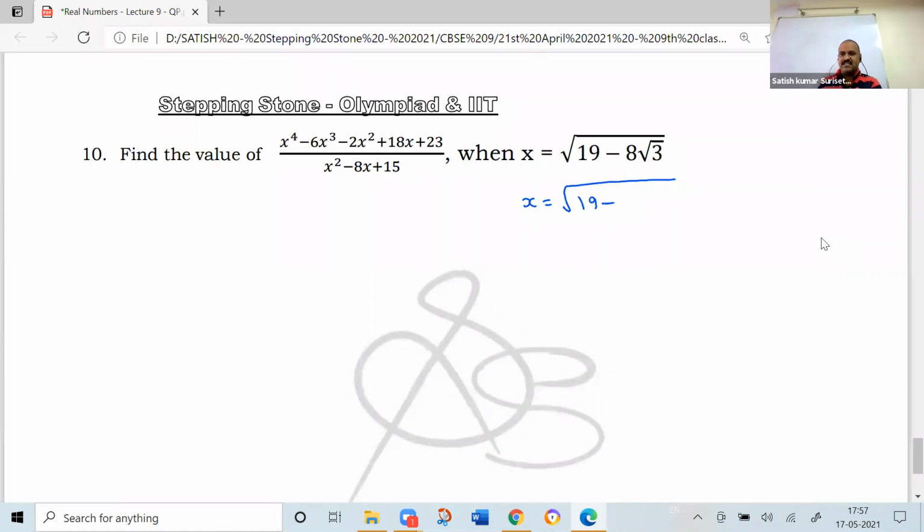19 minus, here you keep 2 outside and take 4 inside. When you are taking 4 inside, you should not write 4 into 3. You have to write 4 square into 3, means 16 into 3. So root of 19 minus 2 into root of 48. Now you split 48 into 2 factors a and b such that the product of AB must be 48 and the sum must be 19. Tell me the numbers a and b. So what numbers if I take? So the product is 48 and sum is 19.